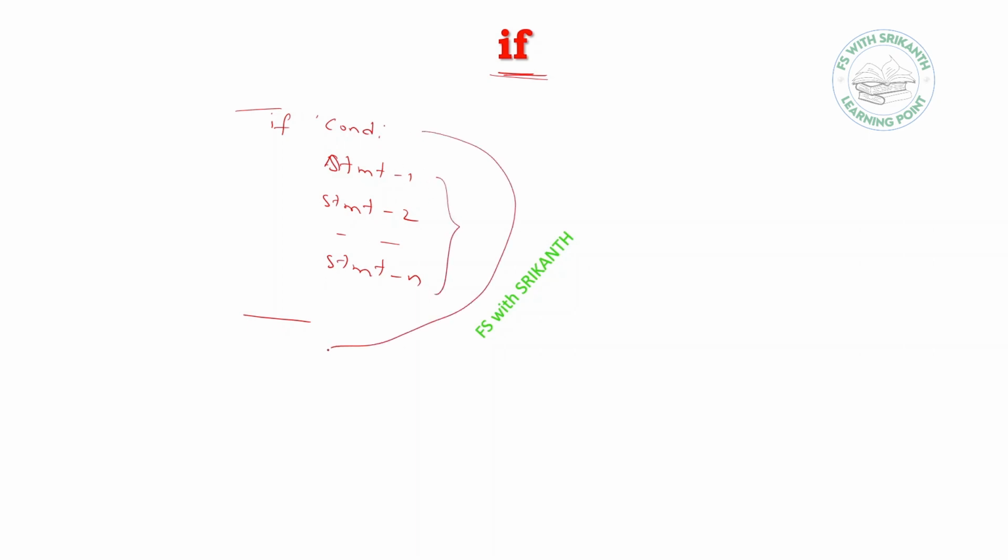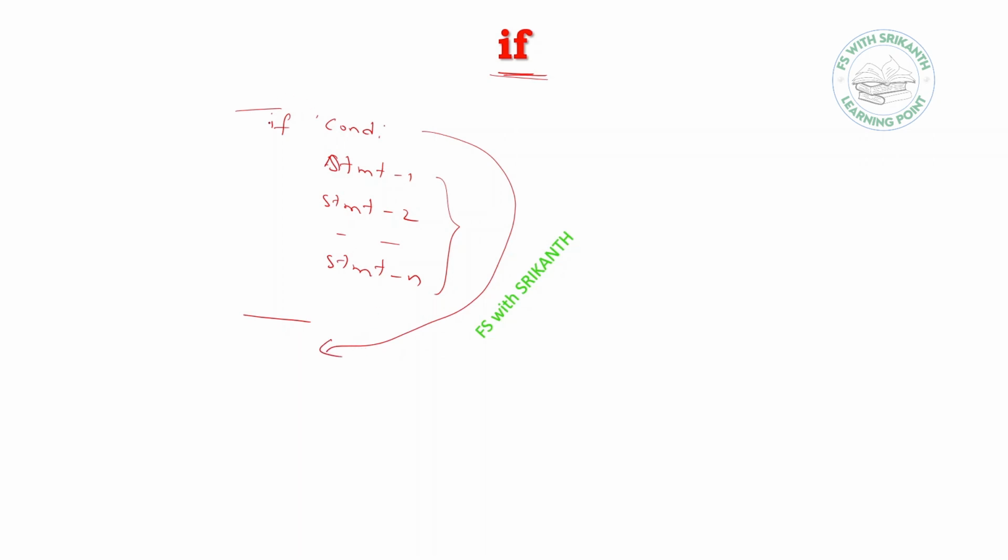So what is an if? If checks a condition. If the condition is true, it can execute the block of statements. Otherwise, it doesn't react. So if it checks the condition, and if the condition is true, it executes statement 1, statement 2, and so on, statement n. If the condition becomes false, it won't execute, and the control will jump to the next statements.